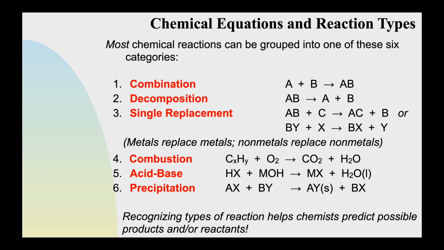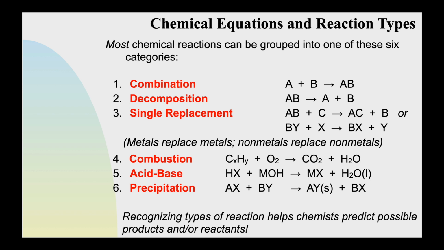And you can see them listed right here: combination, decomposition, single replacement, combustion, acid base, and precipitation reactions. And if you can get these 6 reaction types down, it makes your life easier, because a lot of times you'll be able to predict the products without actually doing the reactions, and that's really, really handy.